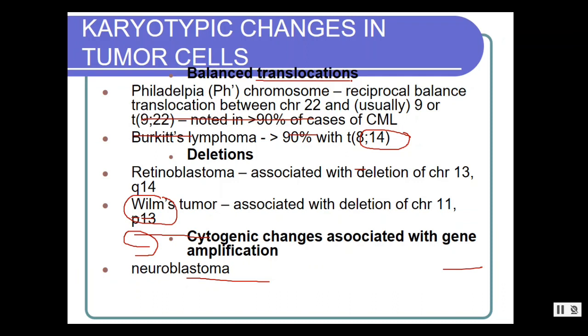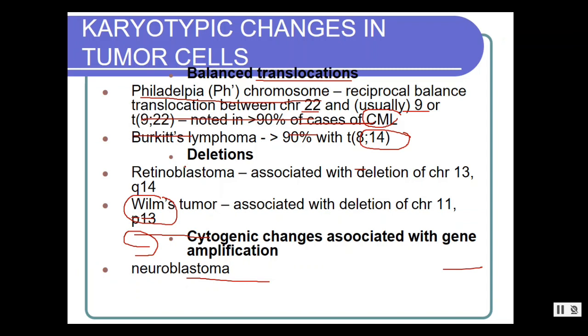An example for that is the Philadelphia chromosome. In the Philadelphia chromosome, there is a transfer between chromosome 22 and 9. So there is a translocation between 9 and 22, and that is seen in a disease called chronic myelogenous leukemia. Now, another is Burkitt's lymphoma. In Burkitt's lymphoma, there is translocation between chromosomes 8 and 14.